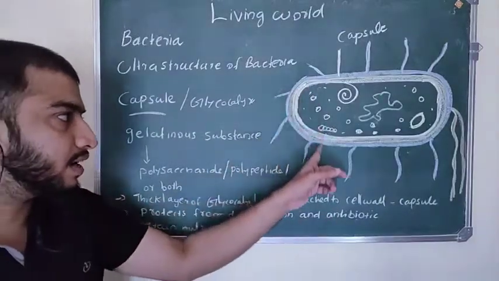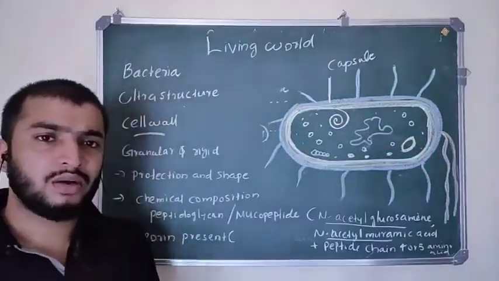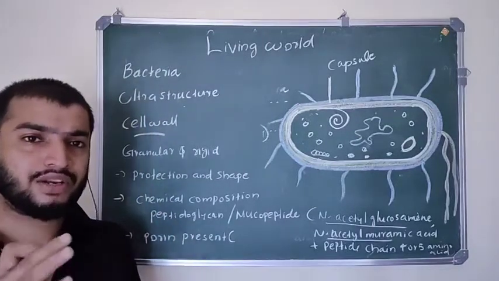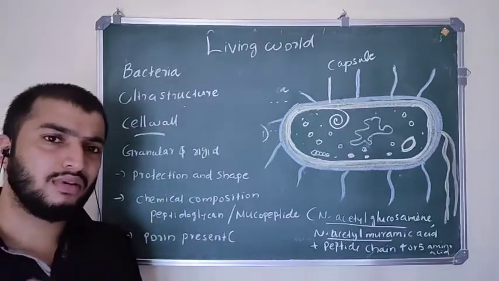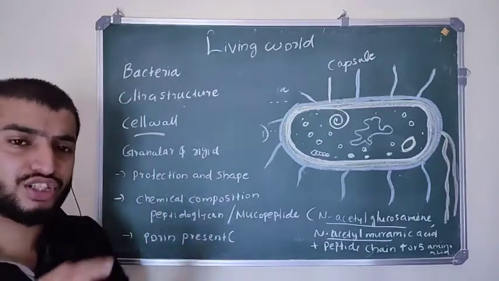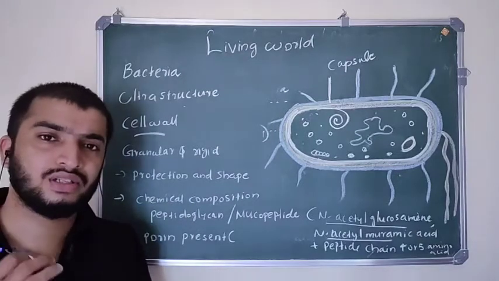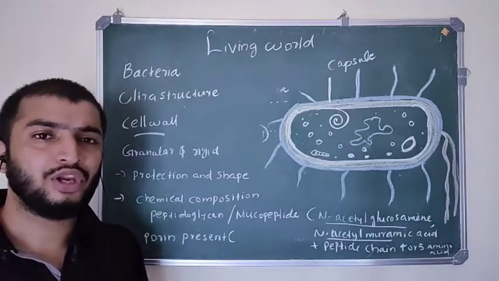So you can see here the outer layer, that is the capsule or glycocalyx. The next component of the bacterial cell is the bacterial cell wall. The bacterial cell wall is granular and rigid, which gives protection and shape to the bacterial cell. The chemical composition of the bacterial cell wall is peptidoglycan.